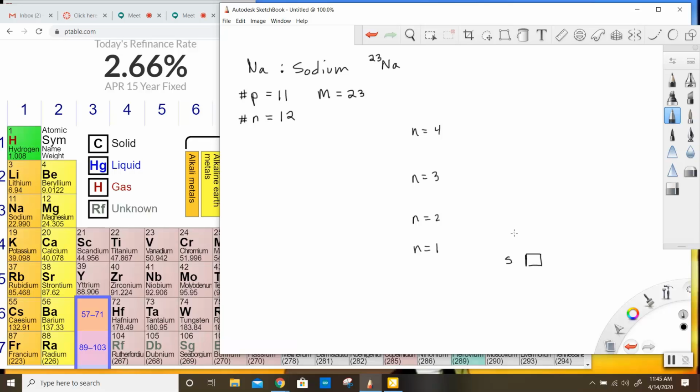N equals 1 has its own S shell. N equals 2 has its own S shell, but it also has a P shell, right? Or subshell, excuse me. That's a mistake I make a lot. I say shell when I mean subshell. N equals 3 has an S subshell, a P subshell, and a D subshell. We're not going to use all these, but it doesn't hurt to get used to using them. And then each of these has our electrons in it.